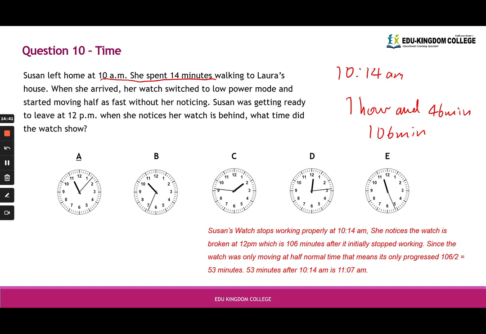And so since we know that the watch was only moving at half the normal speed, that means the watch moved 53 minutes, because that's half of 106 minutes. So that means at the end of the day, the watch will show 10:14 plus 53 minutes, and that'll just be 11:07 a.m.